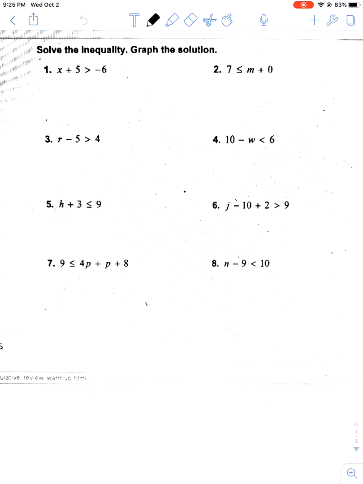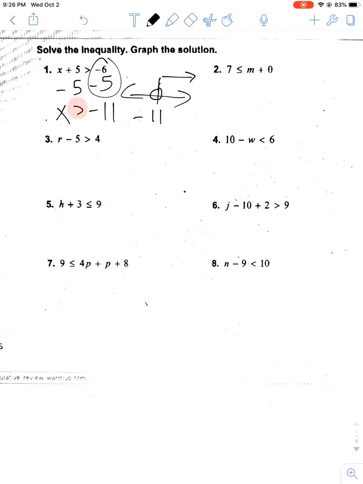So let's solve these. We're going to subtract 5, same sign, so we add. 6 plus 5 is 11. But it wants us to graph, so let's go ahead and graph. We know it's going to be negative 11, open circle. And this says x is bigger, so we want to point to the numbers that are bigger.